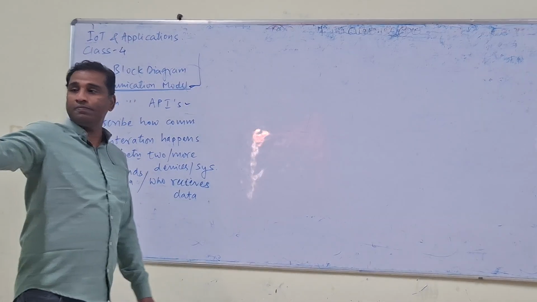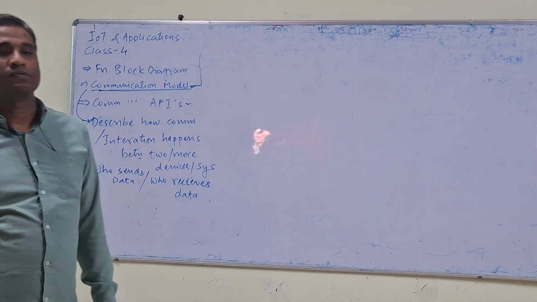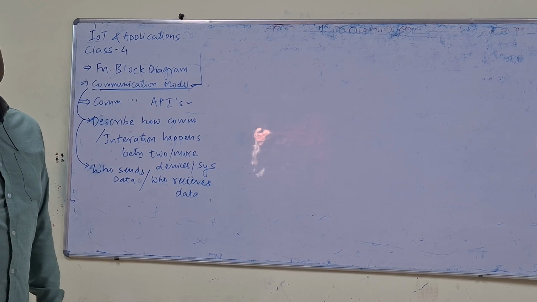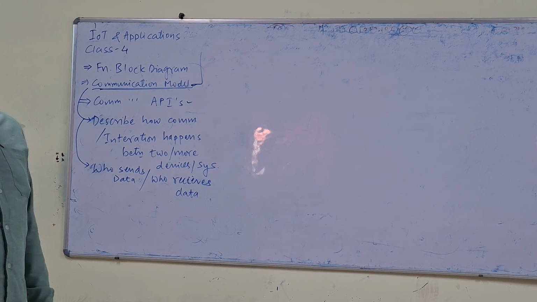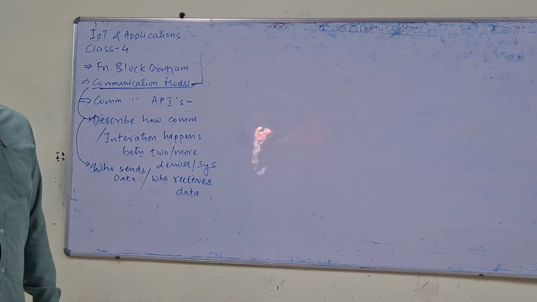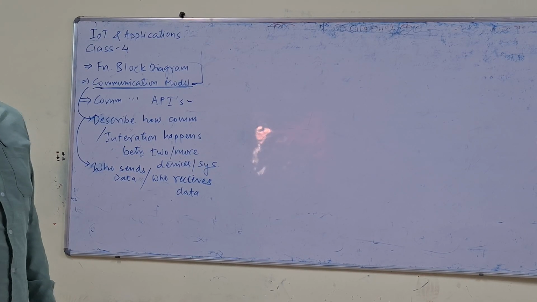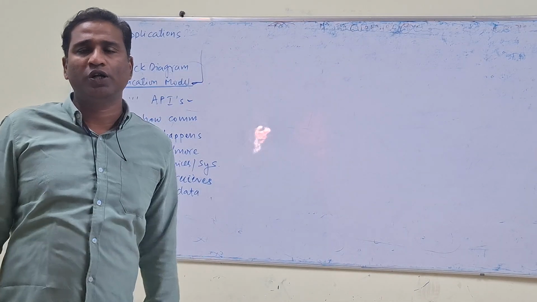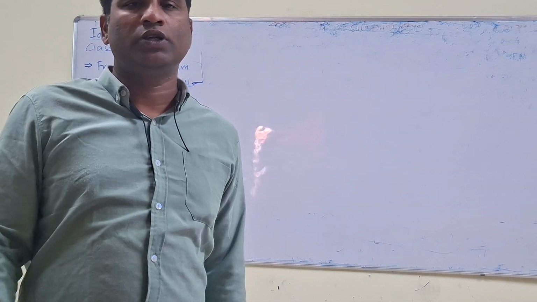Now let us do it. What is the time? 2:25. How much time? 38 minutes. Okay, so in tomorrow's class we will see APIs, application programming interface. Now close it down.